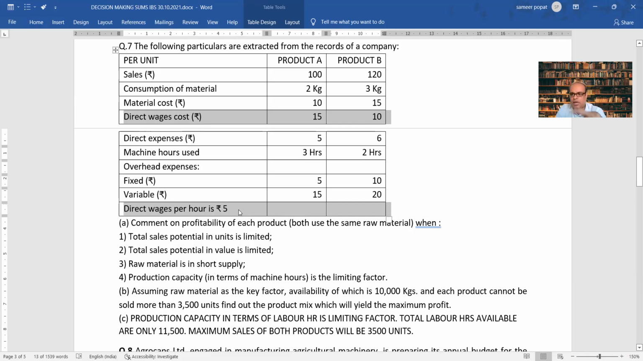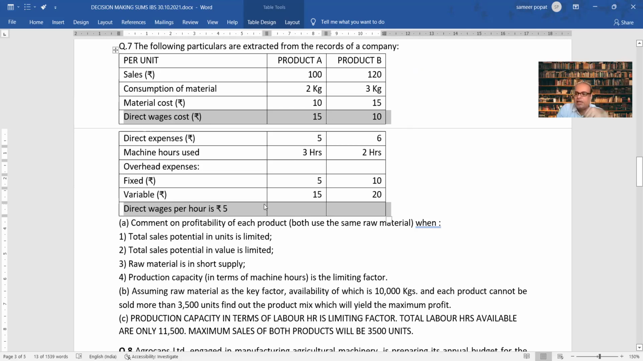Try to understand this a little. If a worker works for 1 hour, we need to pay 5 rupees of wages. So if a total of 15 rupees of wages is paid for product A, how many hours are required to manufacture A? 3 hours. The wage for one hour is 5 rupees, and we are paying 15 rupees, which means we are paying wages for 3 hours, 15 divided by 5. Similarly, the wage for one hour is 5 rupees, and we pay 10 rupees of wages for product B. That means product B requires how many hours? 2, 10 divided by 5.